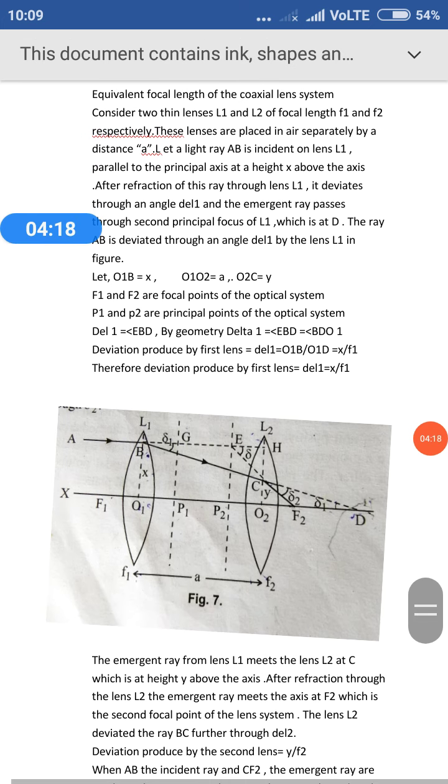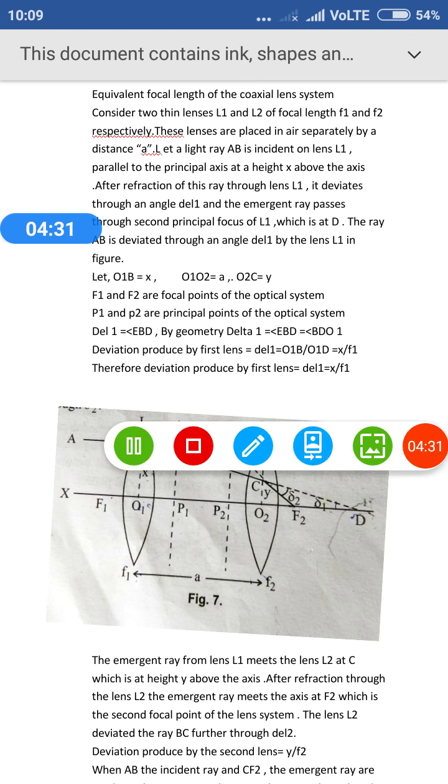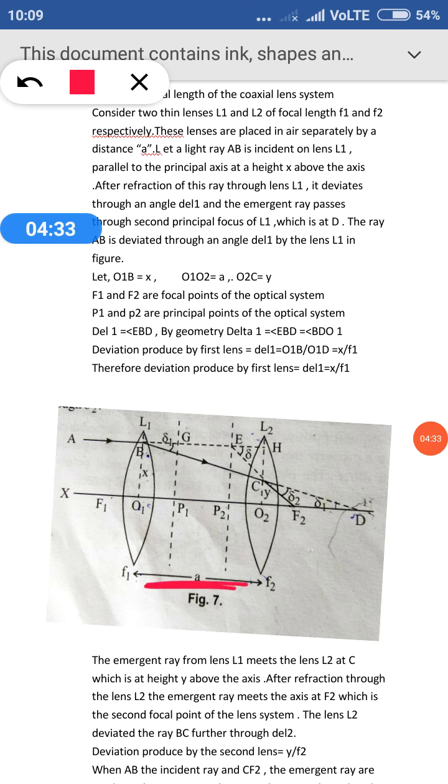Equivalent focal length of the coaxial lens system. Consider two thin lenses L1 and L2 of focal lengths f1 and f2 respectively. These lenses are placed in air separated by a distance a. This is distance a. Let a light ray AB be incident on lens L1 parallel to the principal axis at a height x above the axis. After refraction through L1, this ray deviates through an angle delta 1 and the emergent ray passes through the second principal focus of L1.